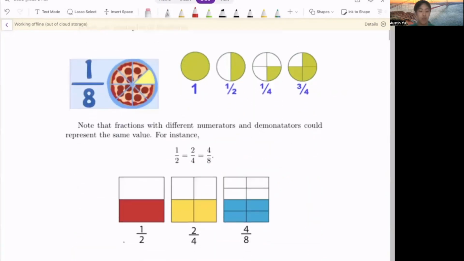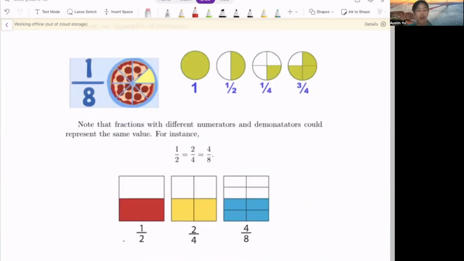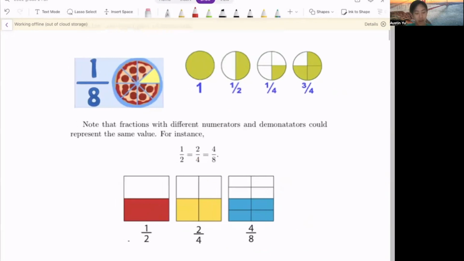Below are some examples. For 1/8, we see here a pizza, with 8 being the whole and 1 being the part. Let me write down 8 being the whole. As you can see, the pizza is cut into 8 slices, and there's 1 slice taken out of it. So that would be the part. On the right-hand side, the 1 is the entire pizza, 1/2 is 2 parts of the pizza with 1 taken out, 1/4 is again 4 parts and 1 taken out, and 3/4 is 4 parts but 3 taken out.